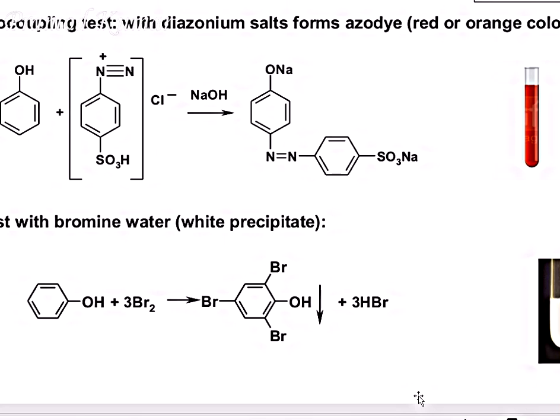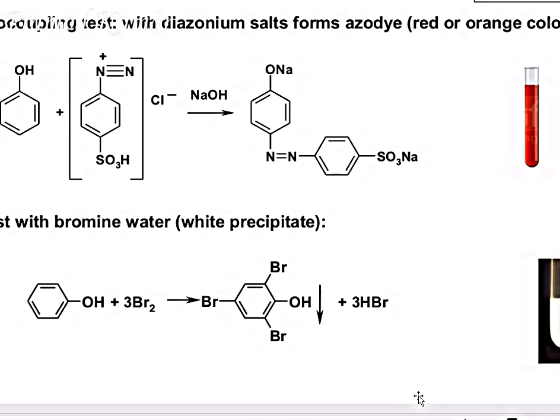Okay, orange colored. That is your azo dye test. It's an azo dye test. So that is your third method.